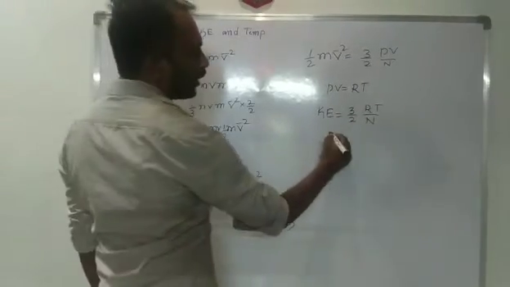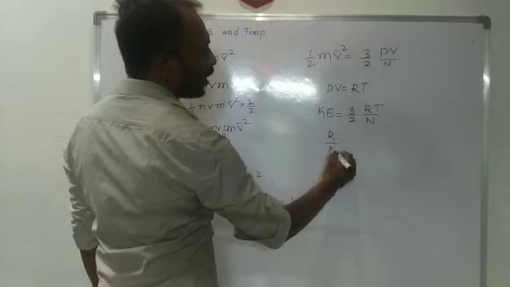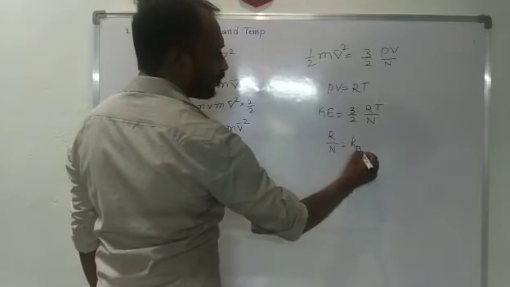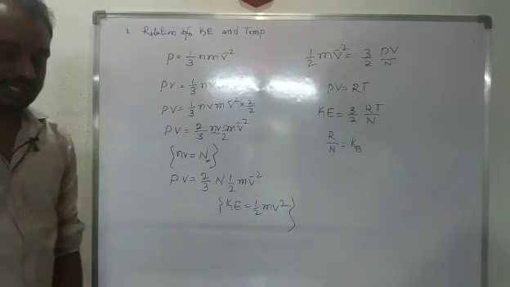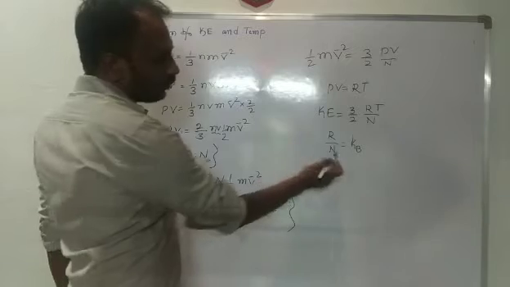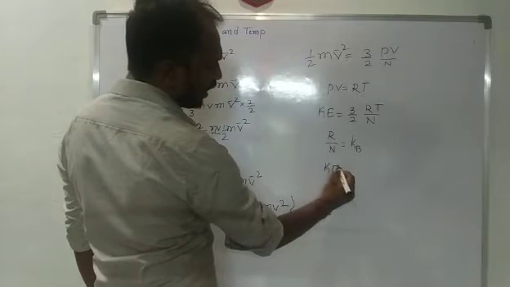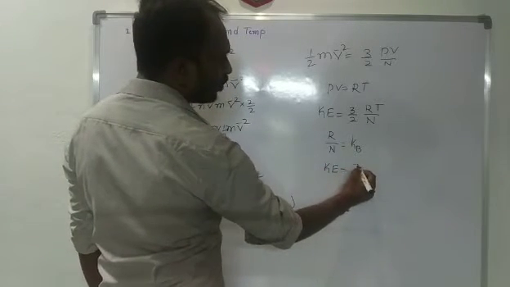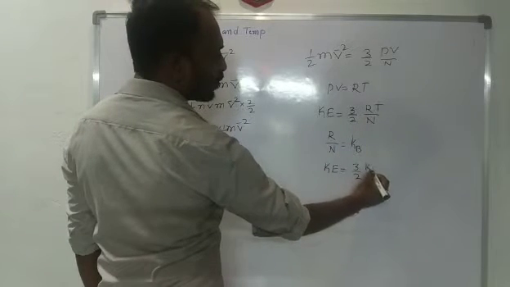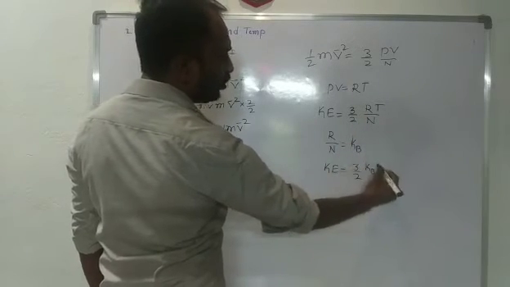R by N, R divided by N, we consider as the Boltzmann constant. So kinetic energy is equal to 3 by 2 times R by N, which is the Boltzmann constant Kb, into T.